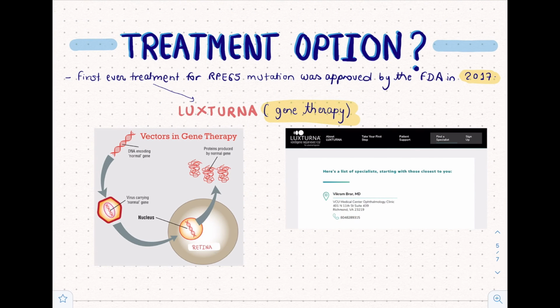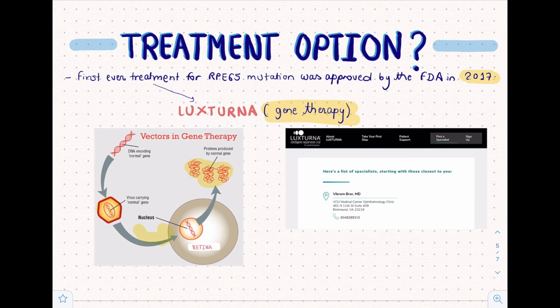Now, luckily for baby Shiv, the first ever treatment for this RPE65 mutation was approved by the FDA in 2017. Its name is Luxturna. It's a gene therapy that works by delivering a functional copy of the RPE65 gene to the retina. So now there's a functional gene, it can produce a functional RPE65 protein, which can go on to compensate for the effects of the faulty RPE65 protein that we initially had.